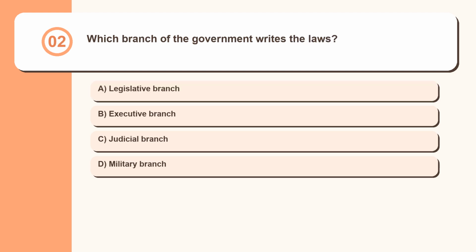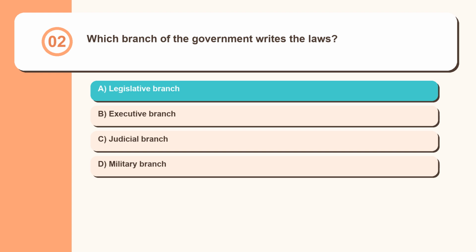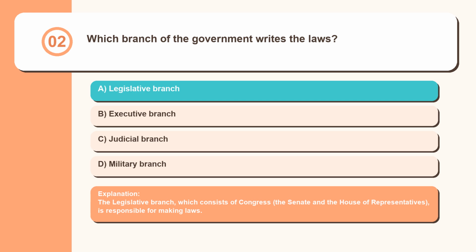Question 2. Which branch of the government writes the laws? Legislative branch, executive branch, judicial branch, military branch. The legislative branch, which consists of Congress, the Senate and the House of Representatives, is responsible for making laws.